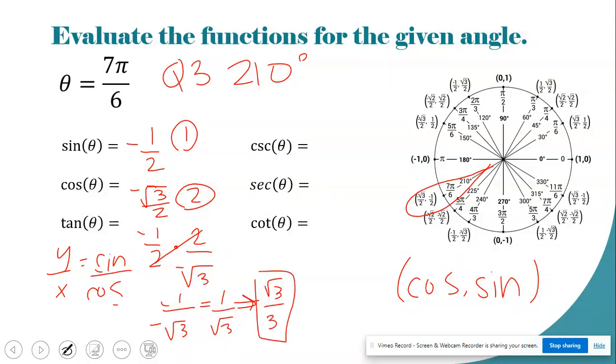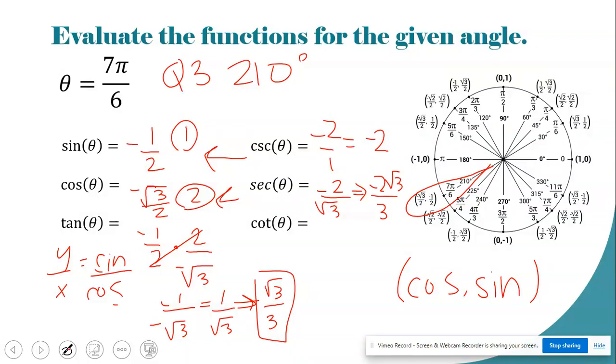Now, once we know sine and cosine, and honestly tangent for that matter, we can find cosecant, secant, and cotangent. So cosecant is going to be the reciprocal of sine, so that will be negative 2 over 1, or just negative 2. Secant will be the reciprocal of cosine, so negative 2 over square root of 3. Rationalize that denominator. We're going to have negative 2 square root of 3 over 3 as our final solution.